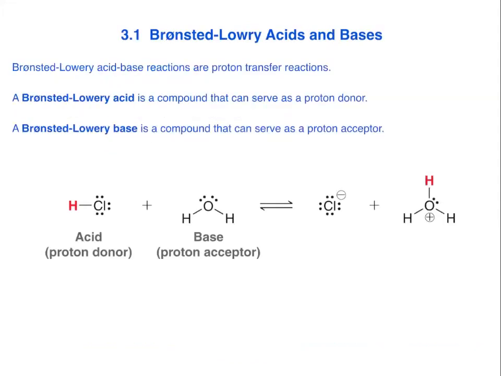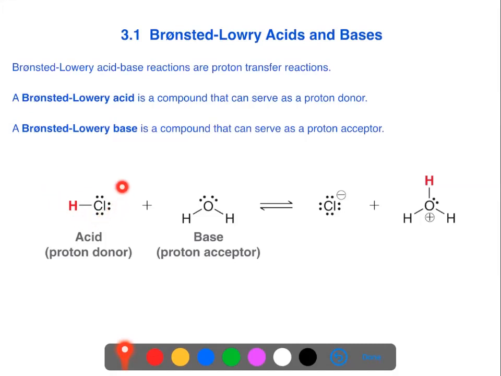So in general, Bronsted-Lowry acid-base reactions are proton transfer reactions. They involve the transfer of a proton from the acid to the base. And so if we define the Bronsted-Lowry acid, we define it as a compound that can serve as a proton donor, whereas the Bronsted-Lowry base is a compound that can serve as a proton acceptor. So as you can see in this example, the acid is hydrogen chloride. It's going to act as our proton donor. And the base in this example is a molecule of water, which will act as our proton acceptor.